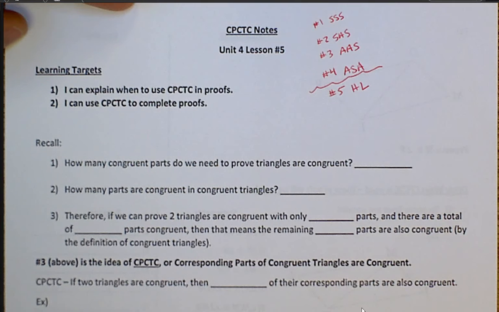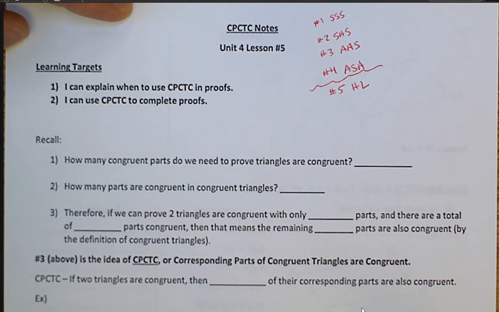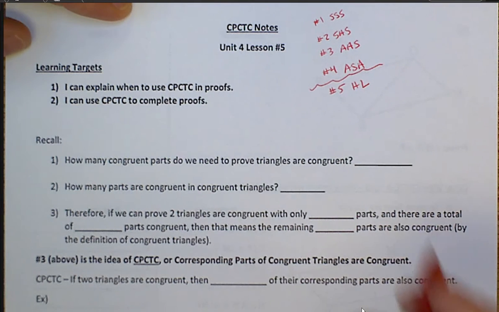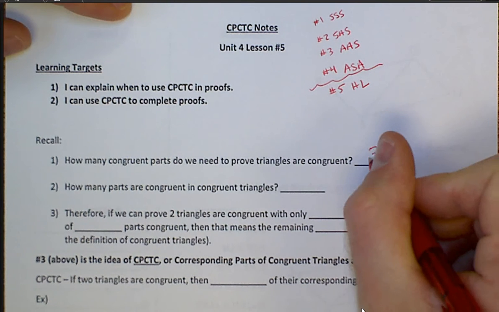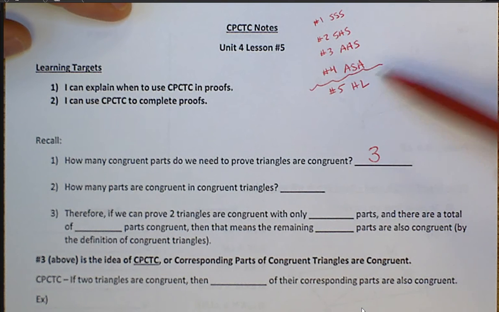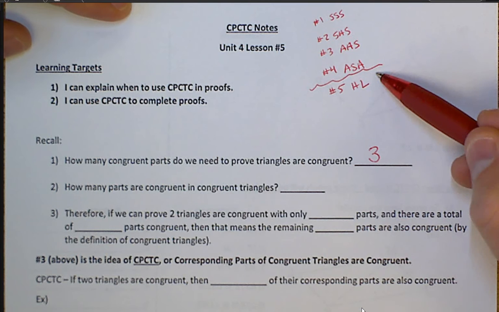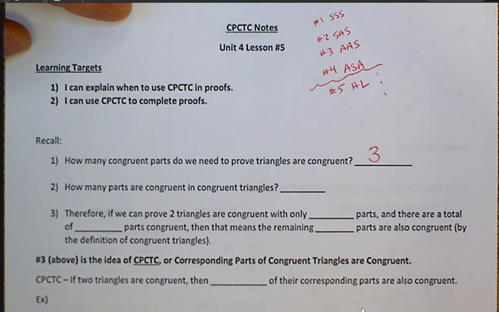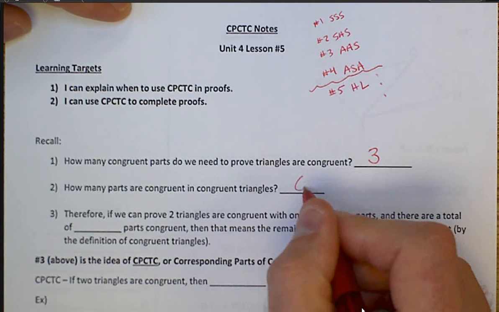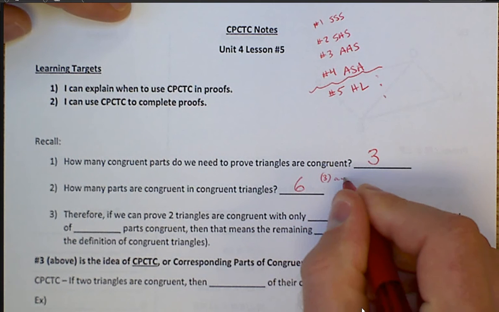So it says, recall, how many congruent parts do we need to prove triangles are congruent? Well, we only need 3, right? Side, side, side, side, angle, side. All these have 3. HL technically has 3 too because you have a right triangle, hypotenuse, and a leg, so there's still 3 there. How many parts are congruent in congruent triangles? There's actually 6, right? There's 3 angles and 3 sides.